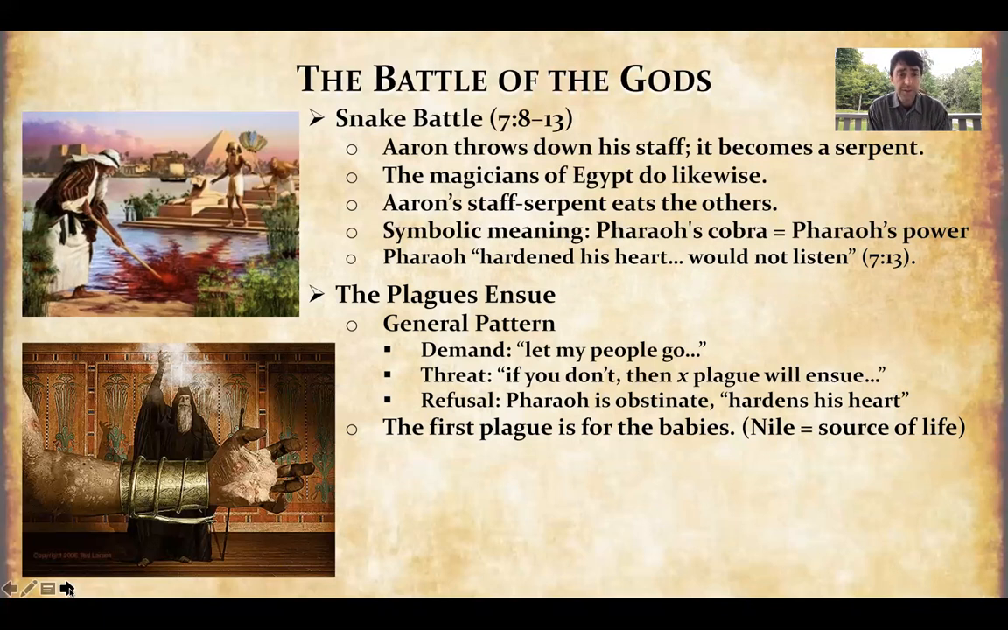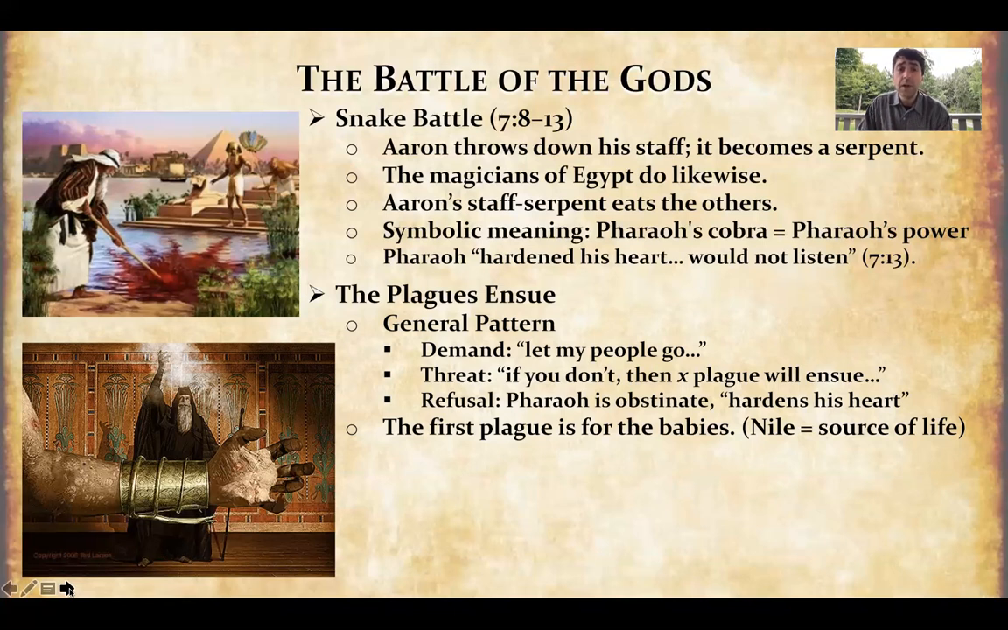See the picture there on the top left. The Nile was the source of life. It was the lifeblood of Egypt. It's where they got all their water. It's how they irrigated their fields. It's how they traveled. It was really the central geographic feature of Egypt. And that's what they attack first.